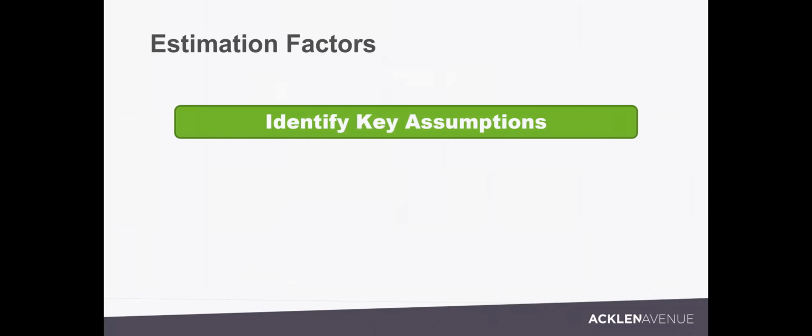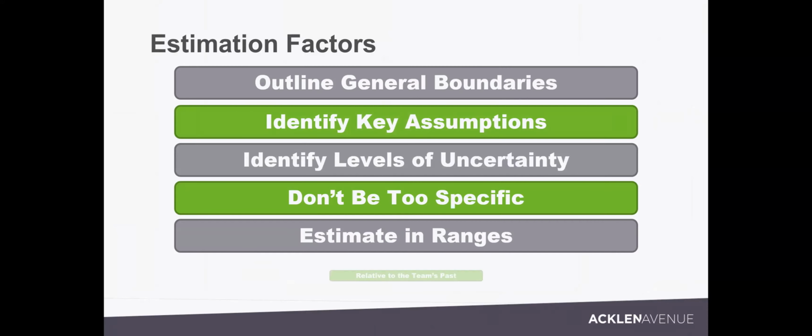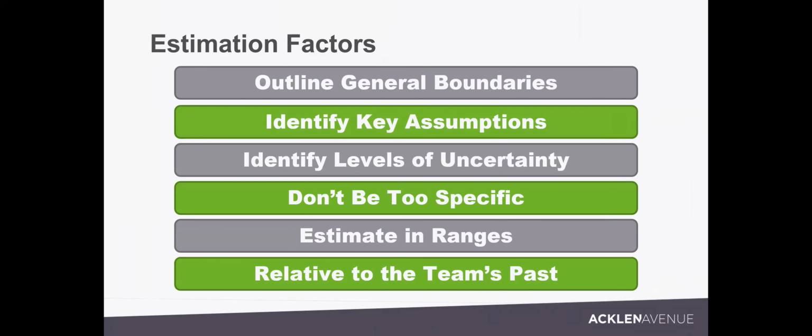So, estimation factors. I've already talked about some of these. Identifying any key assumptions. I'm just going to go through this. I don't know why they're all out of order; I've got to go back and change this. So: outline those boundaries, identify key assumptions, and levels of uncertainty. Some things are more certain than others, and I'll show you in the estimation worksheet how I do this.